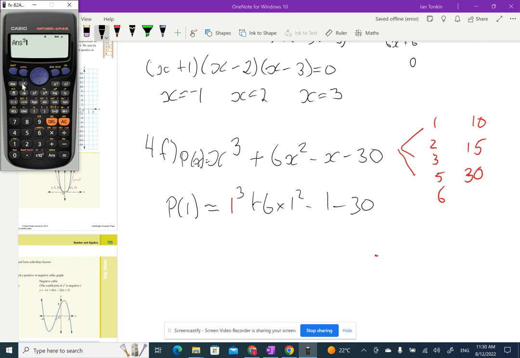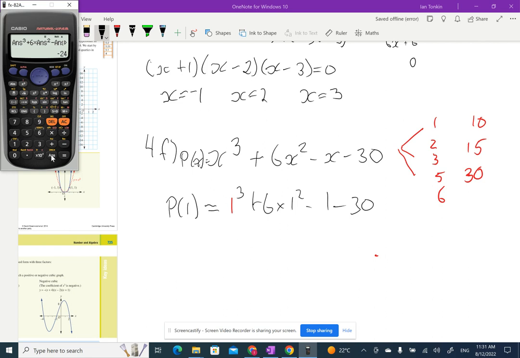cubed plus 6 times my answer squared minus my answer, what? Back here. Minus my answer minus 30. And that's negative 24. And we're going, okay, that doesn't work.